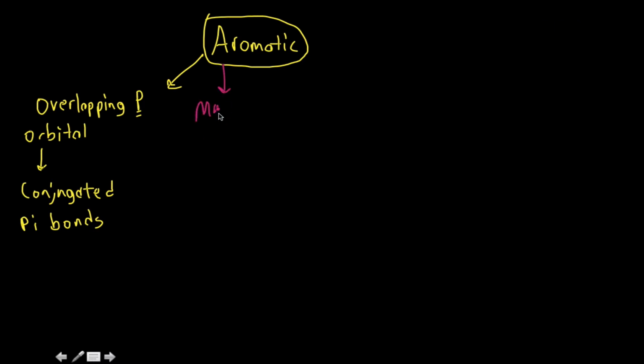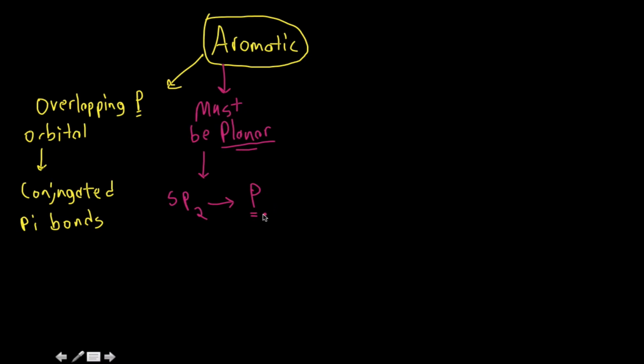It must be a planar molecule. It must be flat. So if it's planar and you have overlapping p orbitals, then that probably means that we're going to be sp2 hybridized. And in part of that sp2 hybridization, we have p orbitals.